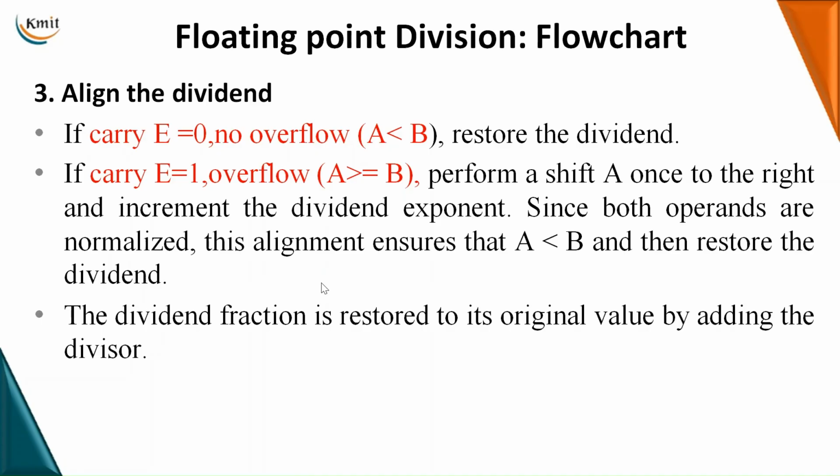You have to perform a shift right on the contents of the dividend and increment the dividend exponent by 1. So that this alignment ensures that the A less than B condition, which means no overflow situation, occurs. And then you are going to restore your dividend. How are you going to restore your dividend? By adding the divisor back to the dividend. So A contains your actual dividend now. So this is the alignment of dividend.